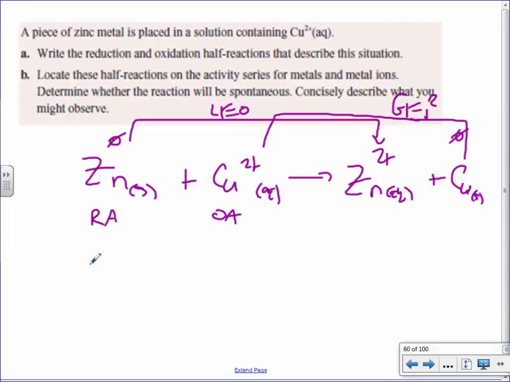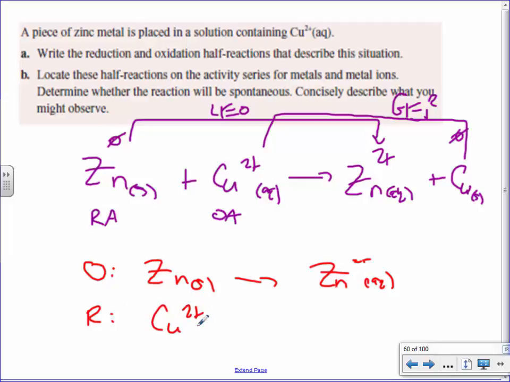So if we only wanted to write the oxidizing half equation, it would look like this. Zinc solid would turn into zinc 2+. I'm only going to write the stuff about zinc. That's known as a half equation. Whereas the reduction half equation would be about copper. Copper 2+ would have turned into copper solid. You see how I'm really taking the equation that I had here, I'm just writing half of it at a time. Those are known as half reactions.